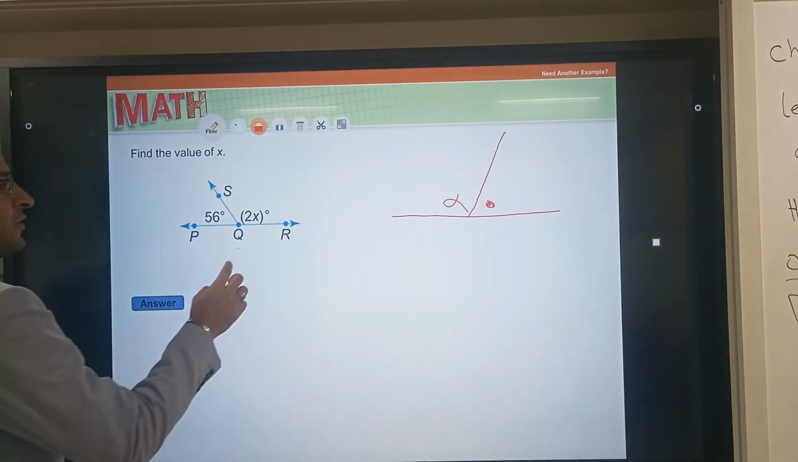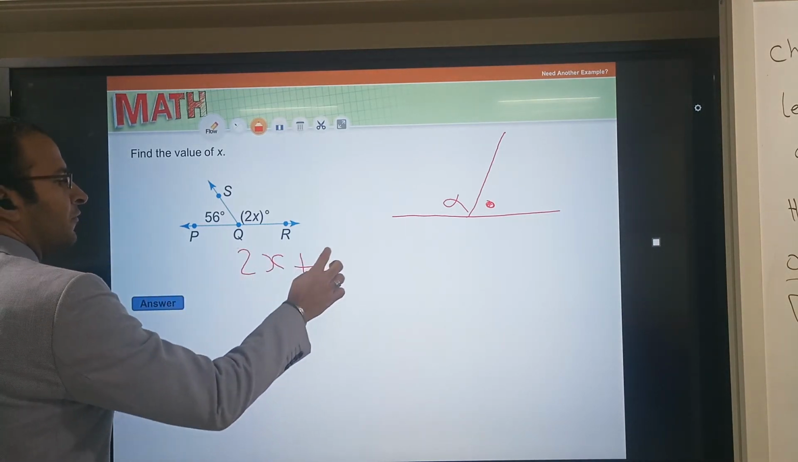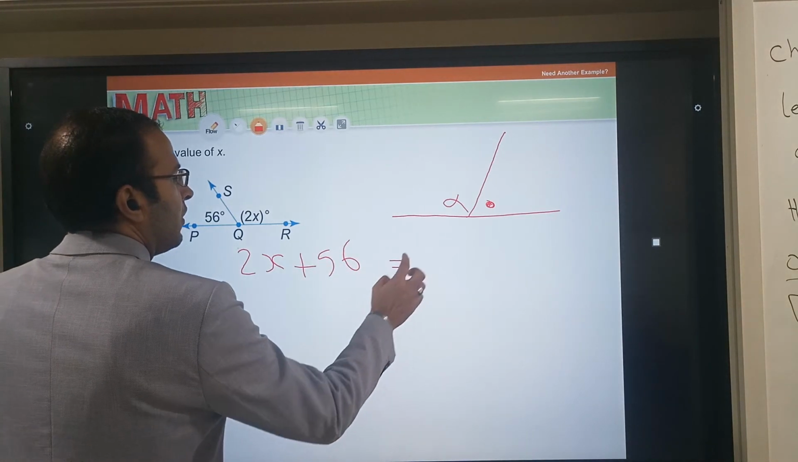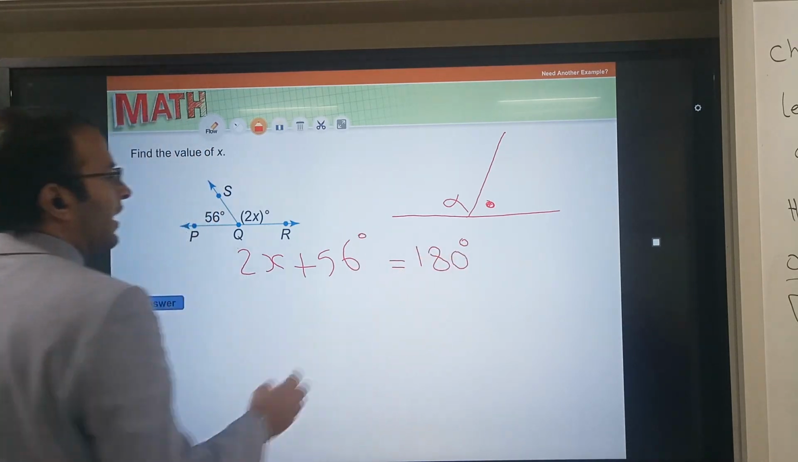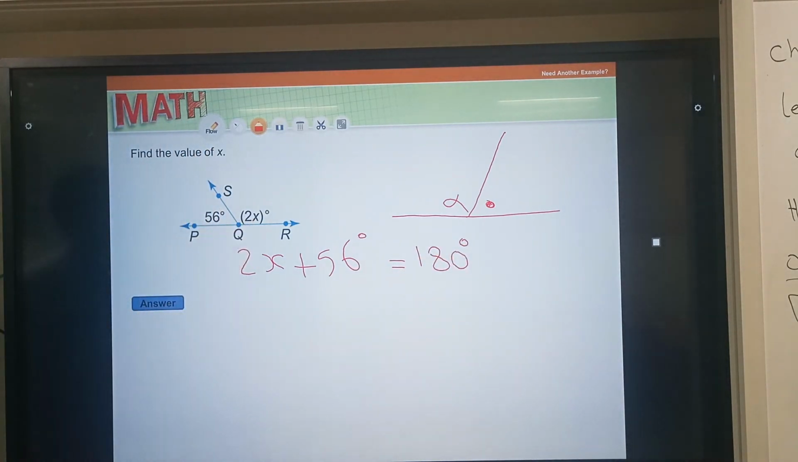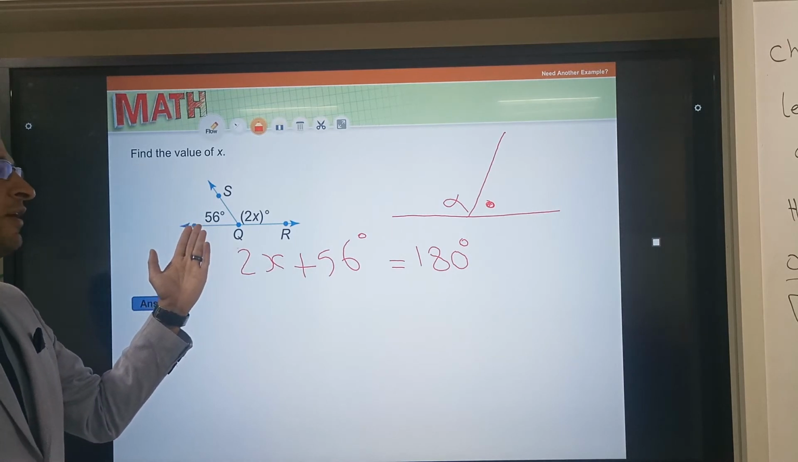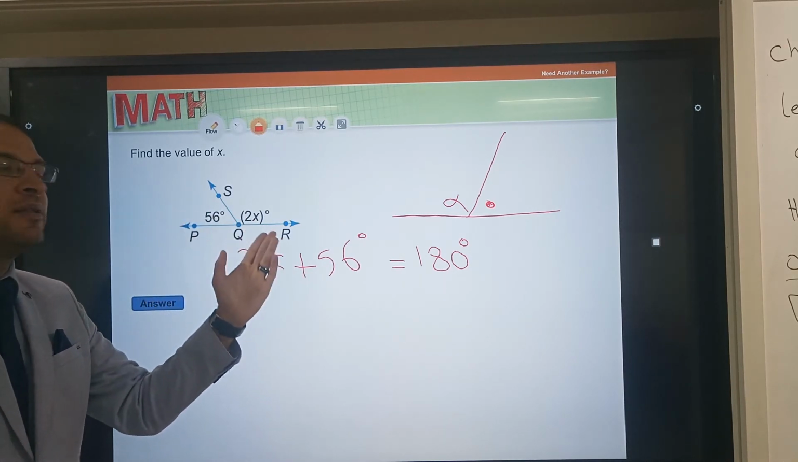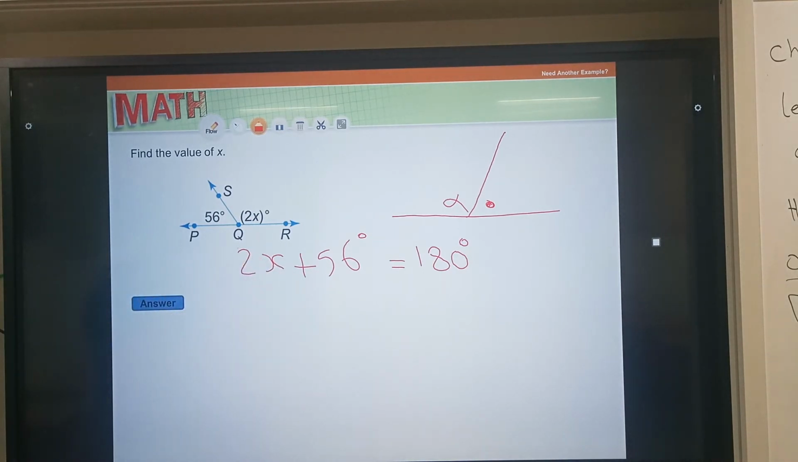How can I solve this? I will put 2x plus 56 equal to 180. Again, my friend, I have added these two angles, 56 and 2x. I add them together, and it gives me 180.